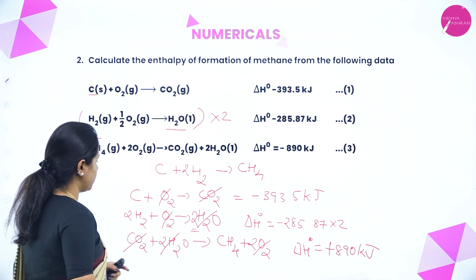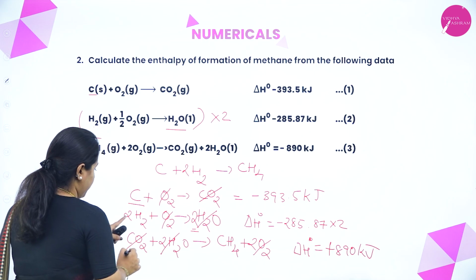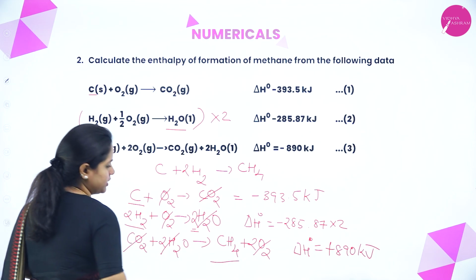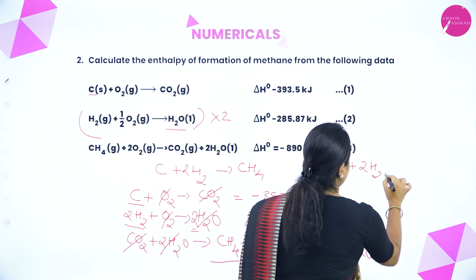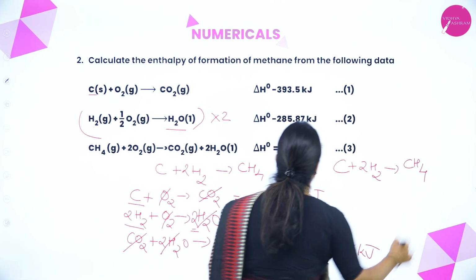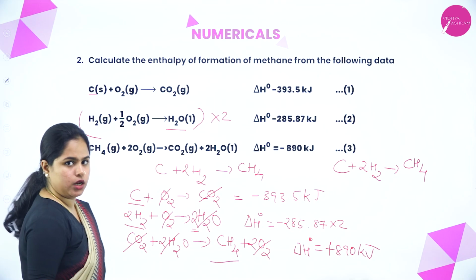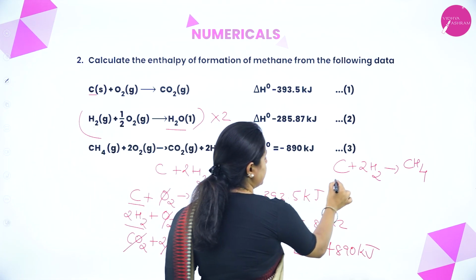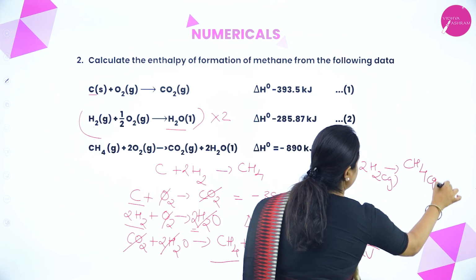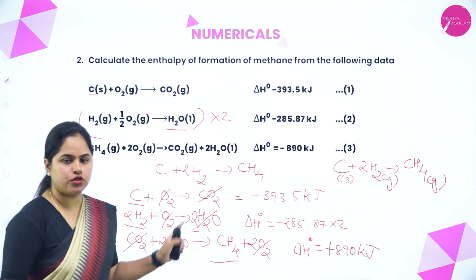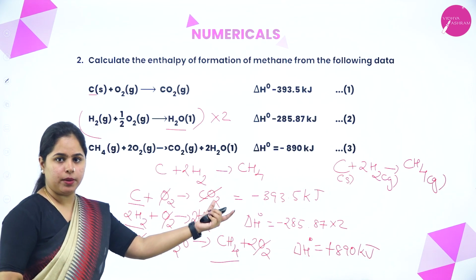So finally what is remaining here? Carbon plus 2H2 will give CH4, right? So we ended up in the equation that we require. So you have to mention the states also, carbon in solid state, hydrogen gaseous state and methane in gaseous state. So all this you have to mention. So that is the thermochemical equation.